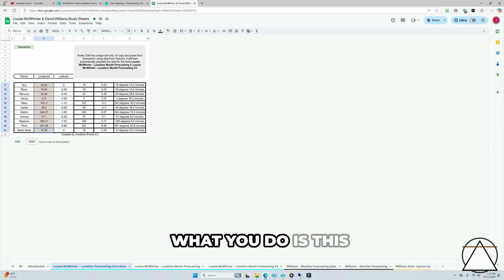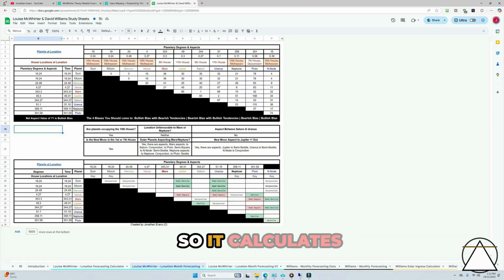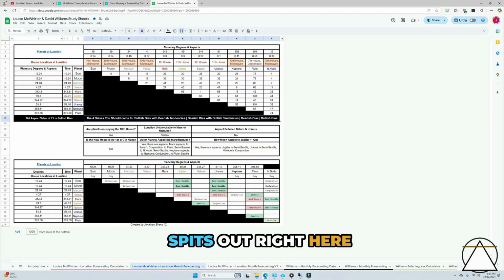So what you do is, this is McWhirter's lunation forecasting calculator. I'm not going to teach you how to use it. I'm just going to give you a rundown on what we do. We input the longitude of the planet at a specific time that we're forecasting for, and then it calculates everything, and it spits out right here underneath, at the bottom.